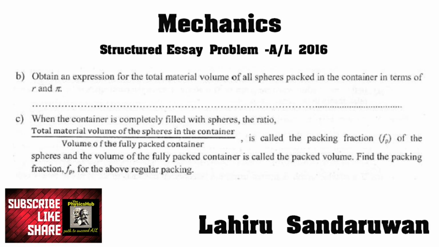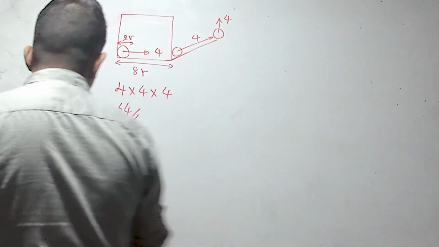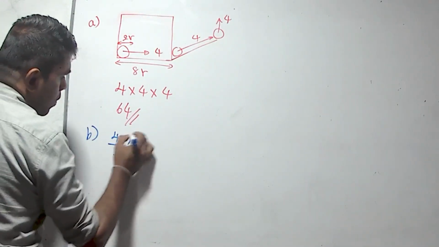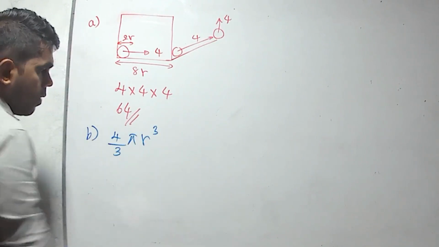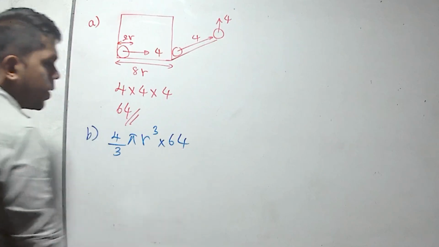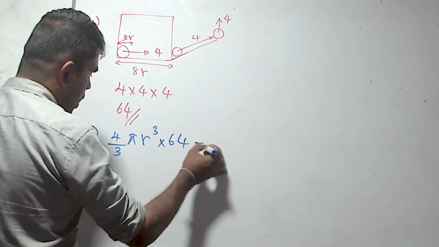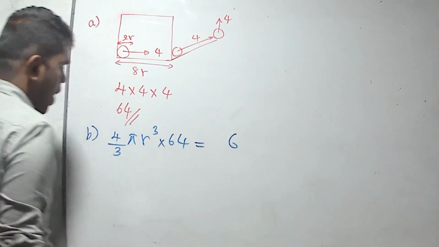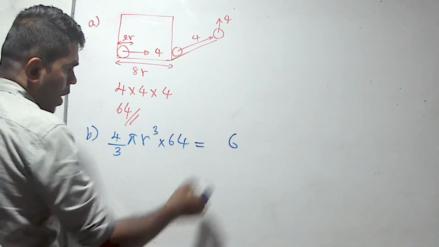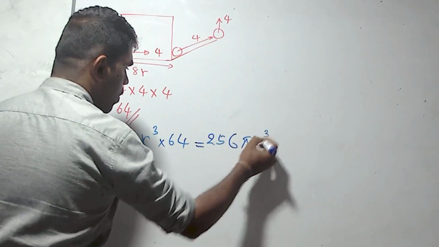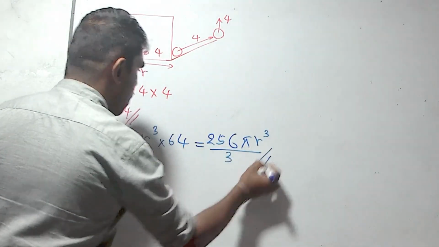Then part B. Obtain an expression for the total material volume of all spheres packed in the container in terms of pi and r. We can get the volume of a sphere, 4/3 pi r cube. We have to multiply by 64 to get the total volume. We can simplify it: 4 into 4, 16, 1 remaining, 4 into 6, 24 plus 1, 25. 256 pi r cube divided by 3.